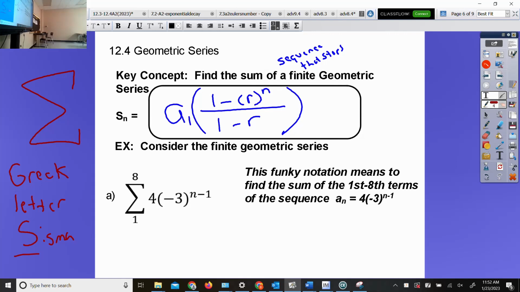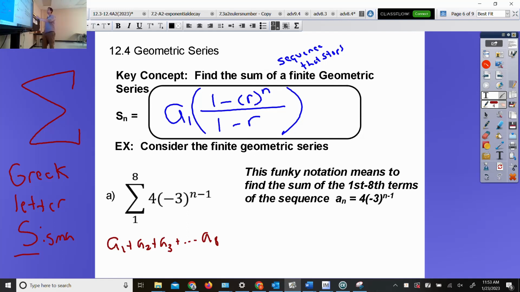So that funky notation there means to find the sum of the first through 8th terms of the sequence, 4 times the negative 3 to the n minus 1. That's all it means. The long way of doing this would literally be to find a sub 1, a sub 2, a sub 3, all the way to a sub 8 and add them together. If you want to find a sub 1, you plug in a 1, right? A sub 2, you plug in a 2, and so forth. And then just add them all together. It's doable. But you got a perfectly good formula for this.